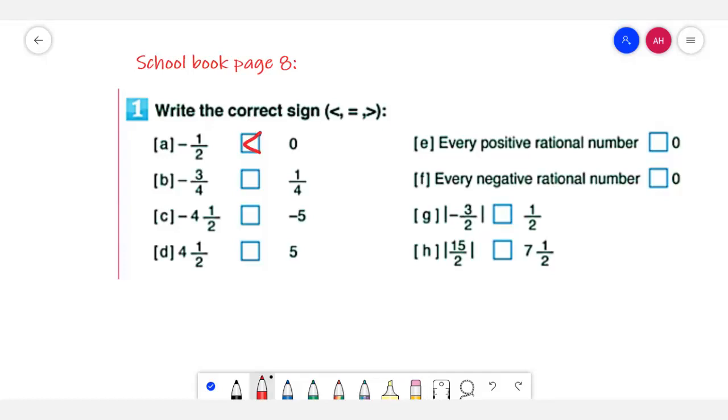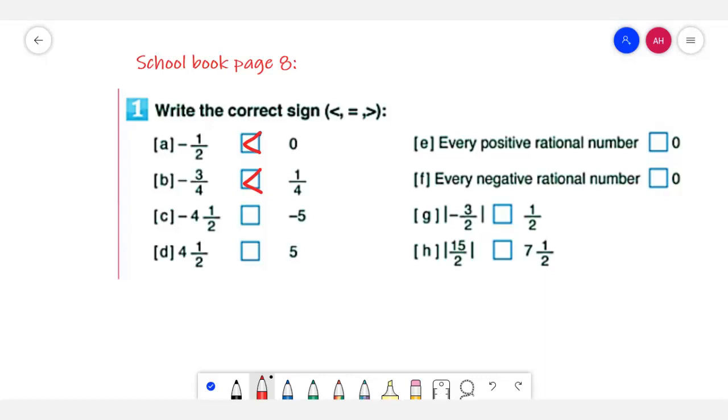Let's go now for number B. Negative 3 over 4 and quarter. Here I have a negative rational number and a positive rational number. And we said that any positive rational number is greater than any negative rational number. So negative 3 over 4 is less than quarter.